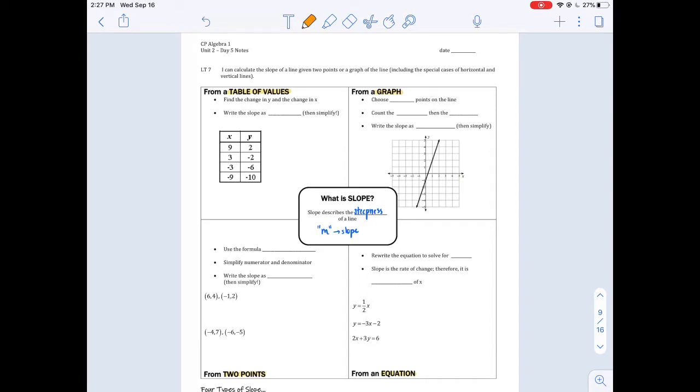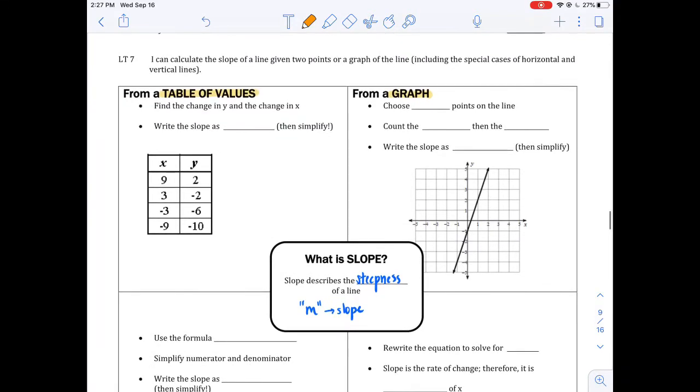So let's first talk about a table of values. So here I have an XY table of values, and I want to recognize and calculate the slope from it. So what we're going to do is we're going to find the change in y over the change in x. So let's first talk about the change in y. So what's happening to my y values as my x values increase? And I think we would realize subtracting 4 each time. So a triangle means change, so change in y equals -4. Okay.